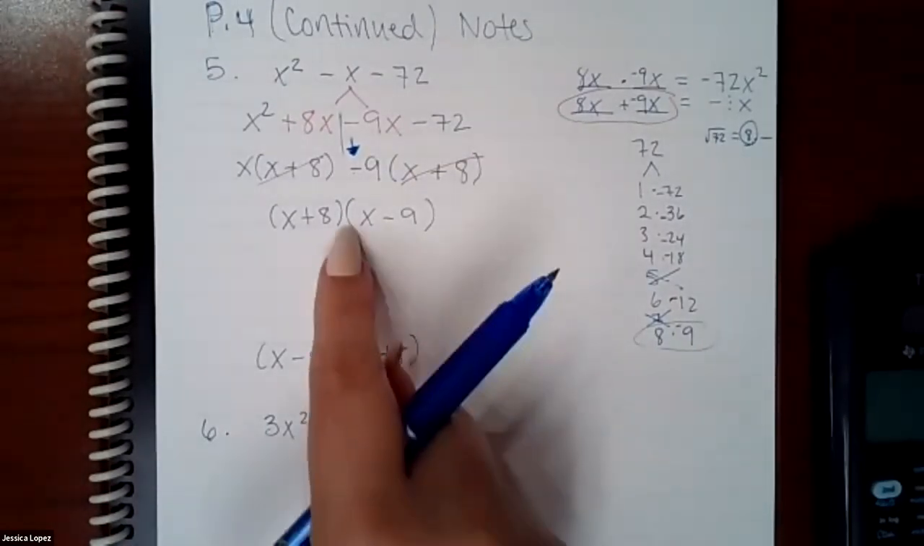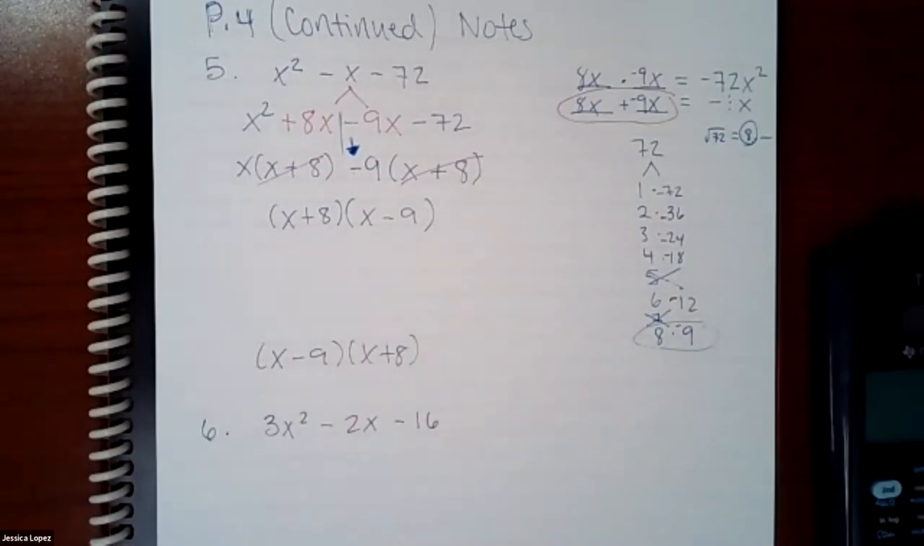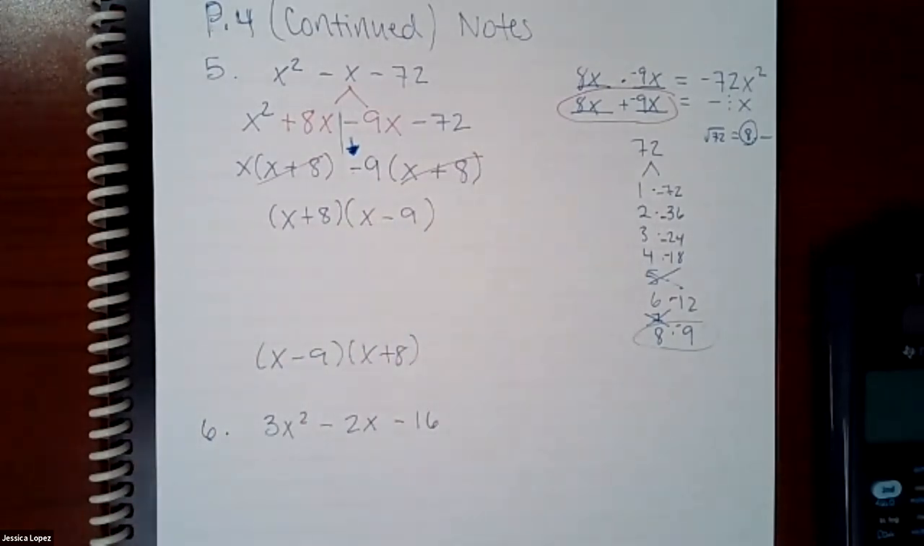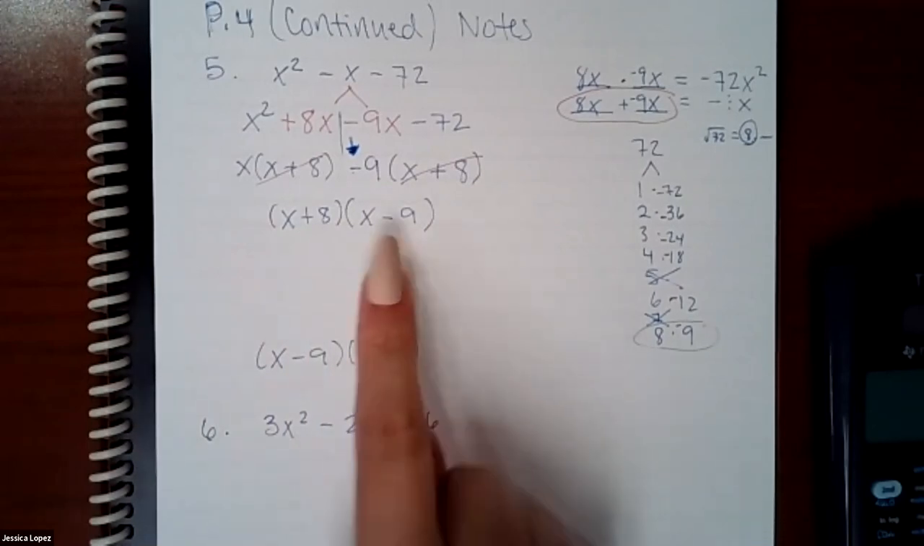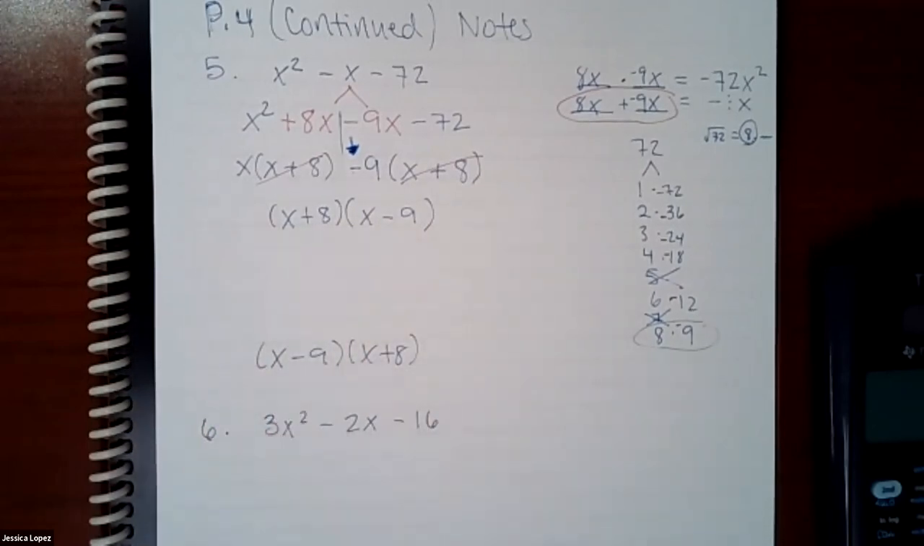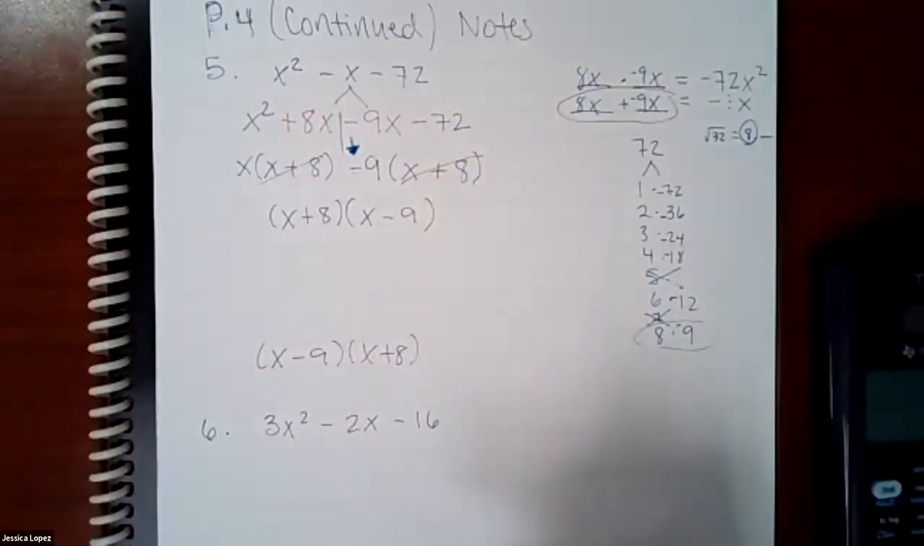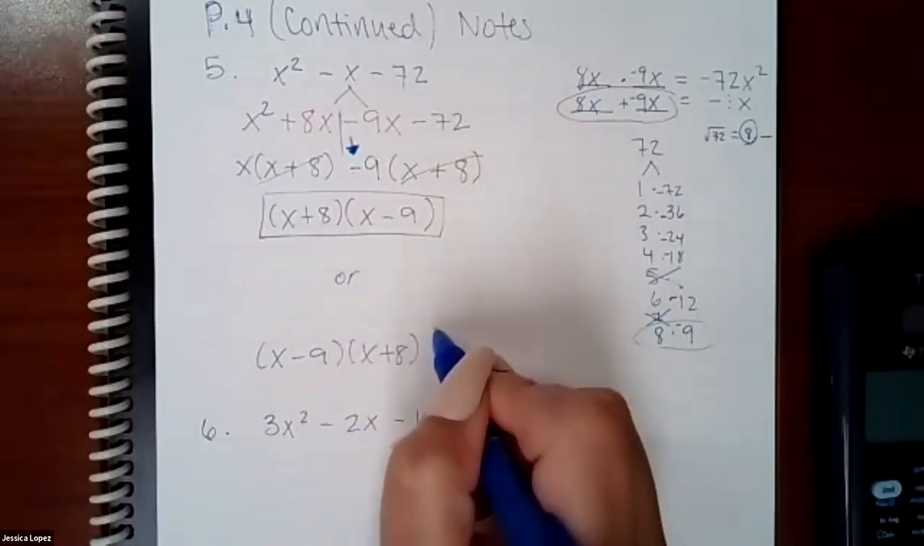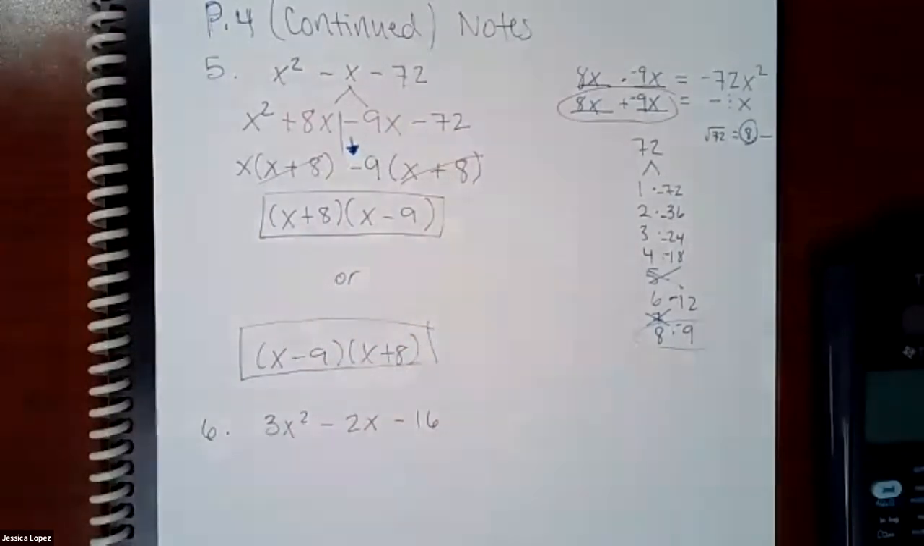And then are these the same? They are actually, right? It doesn't matter what order the parentheses are in, as long as what's inside those parentheses is exactly the same. So I have x plus 8 here, I have x plus 8 there, x minus 9 here, x minus 9 there. So these are equivalent to one another. So it doesn't matter whether you type this as your answer or whether you type that as your answer.